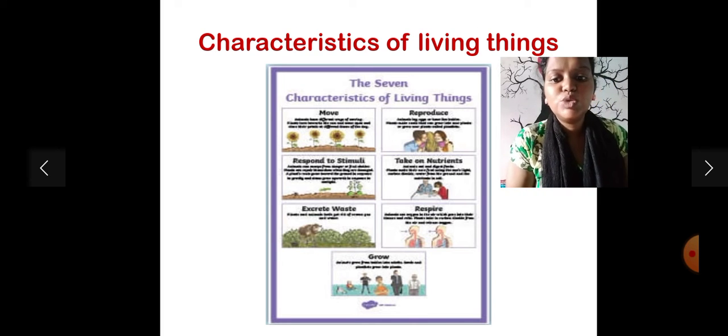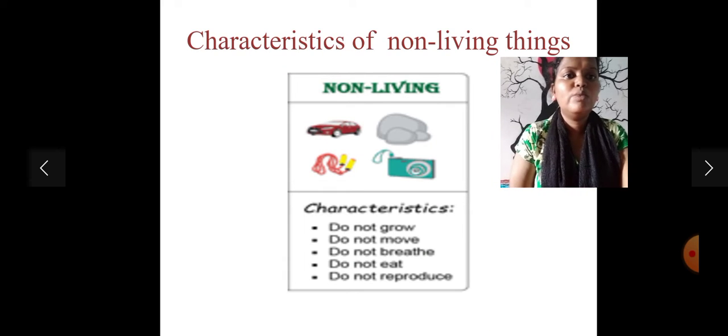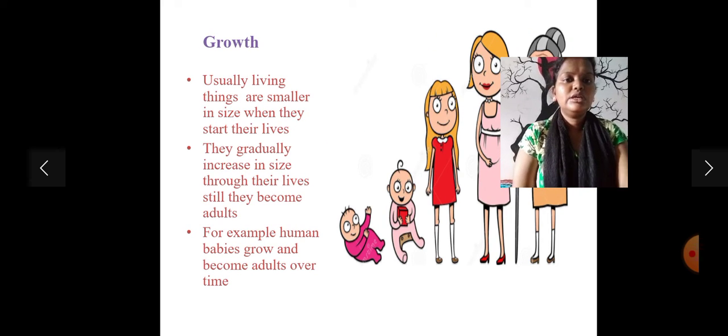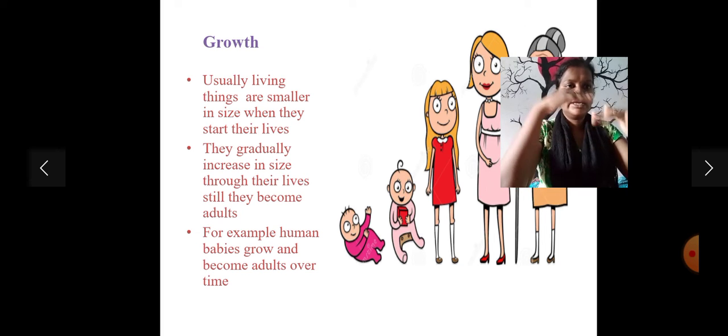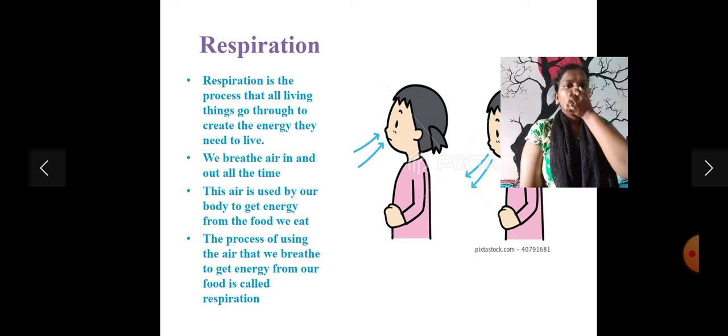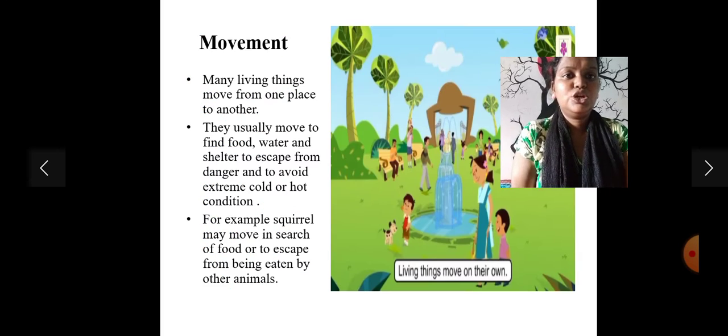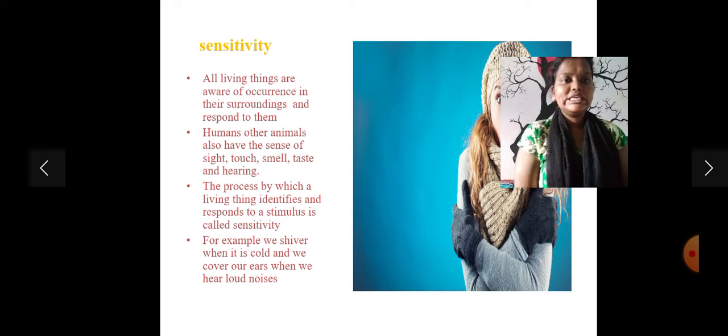Okay. First one is movement. Movement means running, jogging, everything. Next one, growth. Growth means growing. Step by step we are growing. Next one, respiration. Inhale, exhale. We are doing that. That is respiration. Then sensitivity, touching, feeling. We feel things. That is called sensitivity.